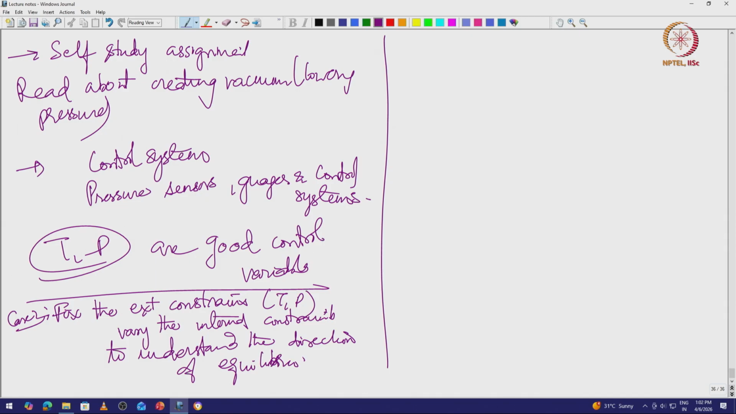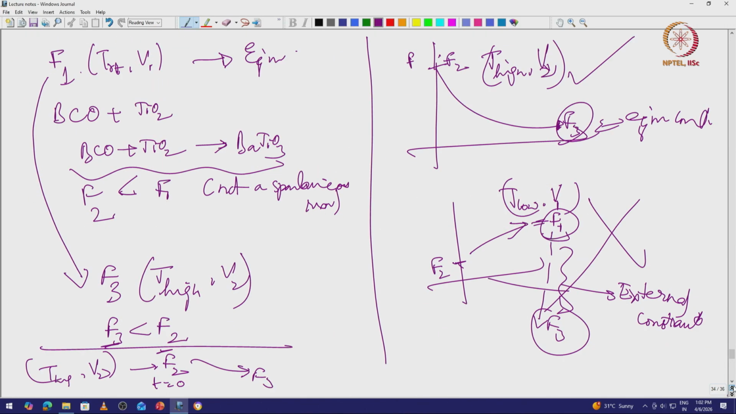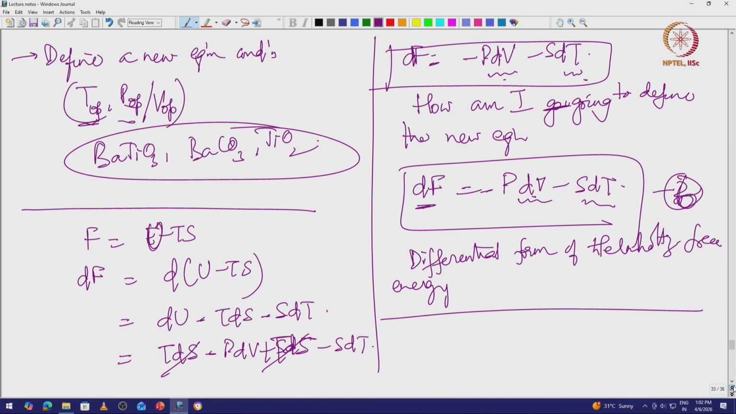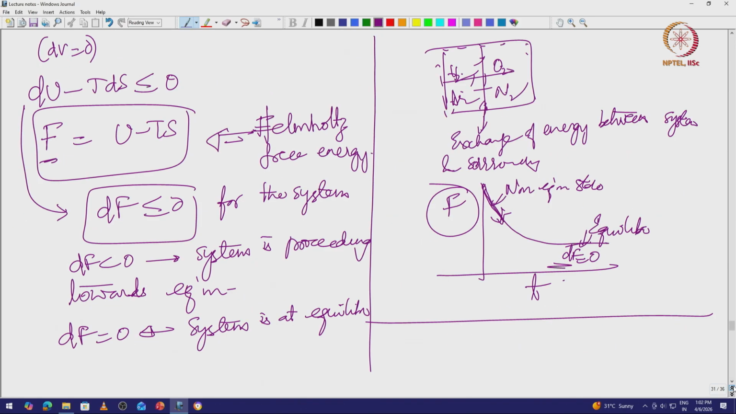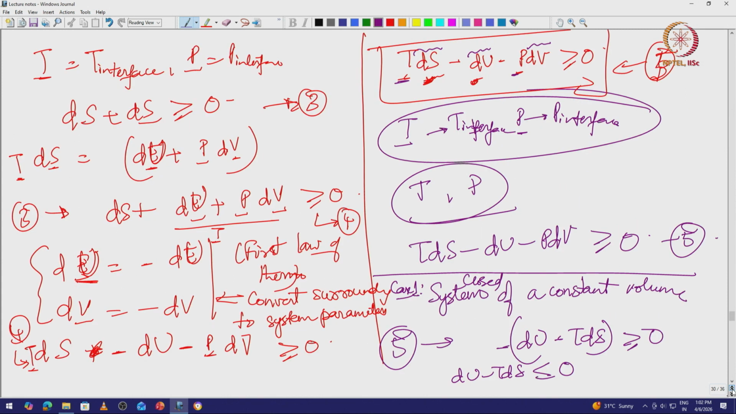Now let us go back to this equation. Before defining F, we have said, yes, here: TdS minus dU minus PdV is greater than or equal to 0. TdS minus dU, sorry.